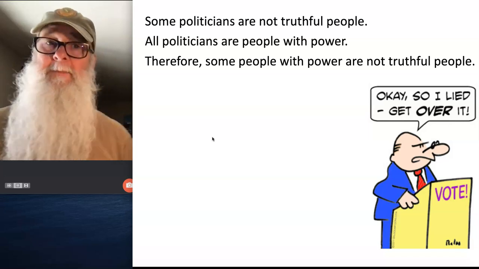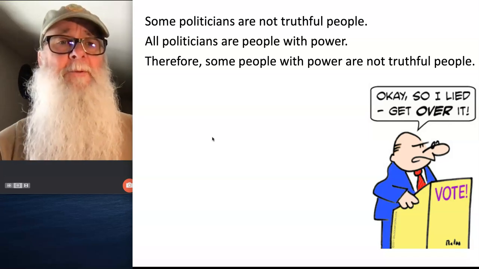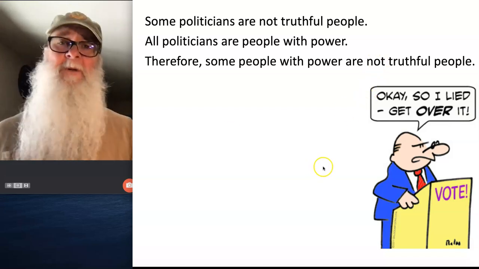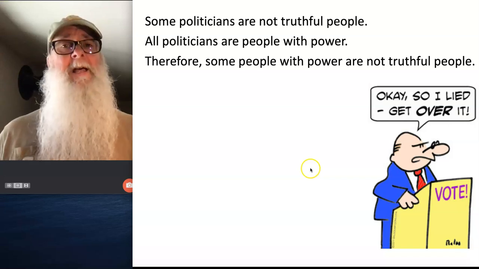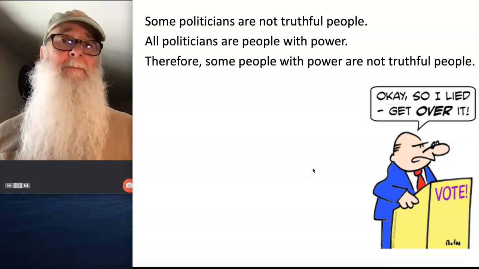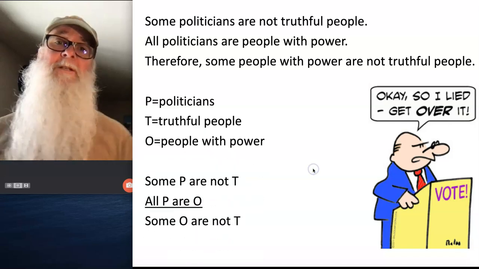All politicians are people with power. Therefore, some people with power are not truthful people. Now, the very first thing I need to do, and it's a super important step, is I want to represent this argument symbolically. That means I'm going to assign my terms individual letters to represent them, and then I'm going to rewrite the argument using those letters.